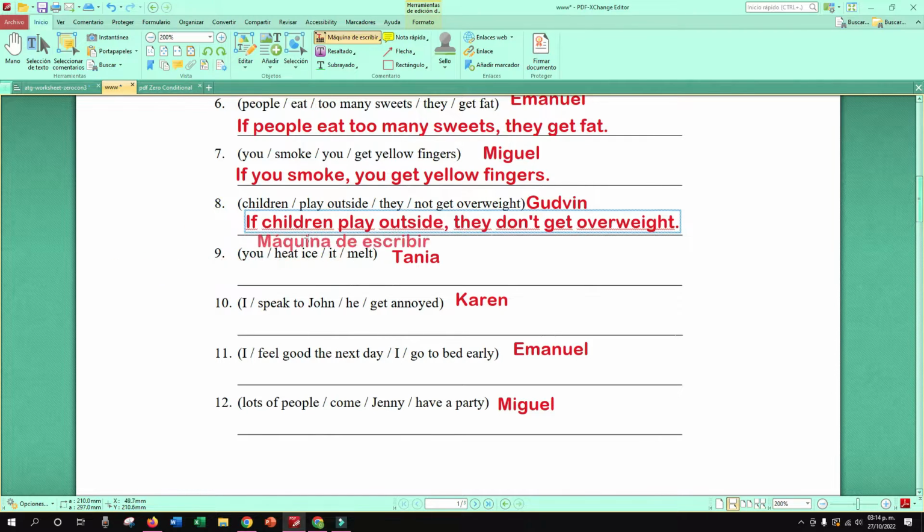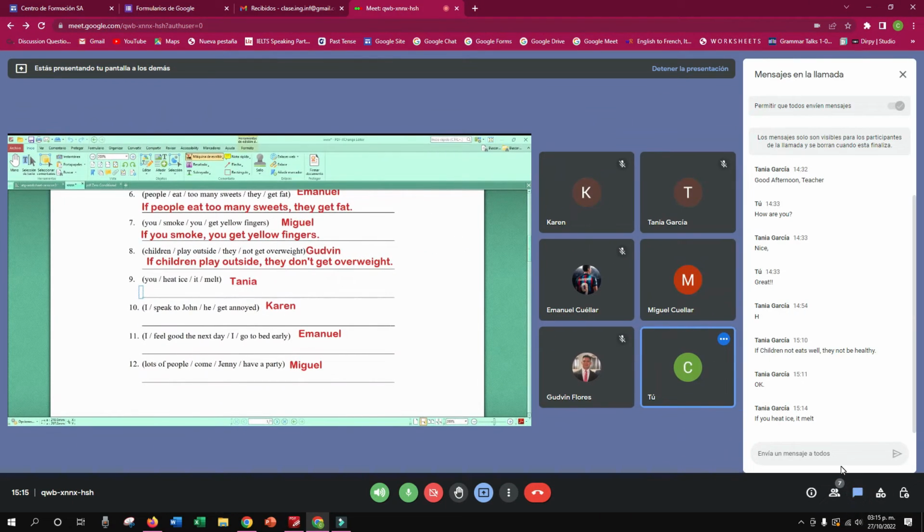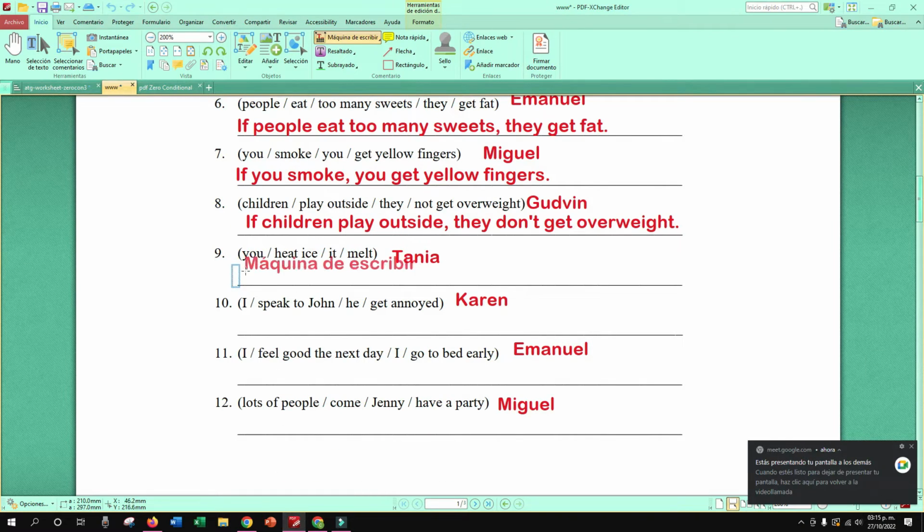Excellent. So, if children played outside, they don't get. What about 9, Miss Tanya? Let's see. If you hit ice, it melts. Only one mistake. That is the very little mistake. But let's check, Miss Tanya.